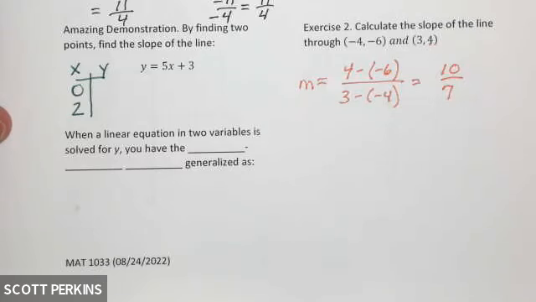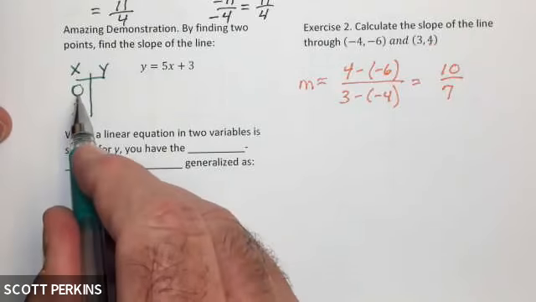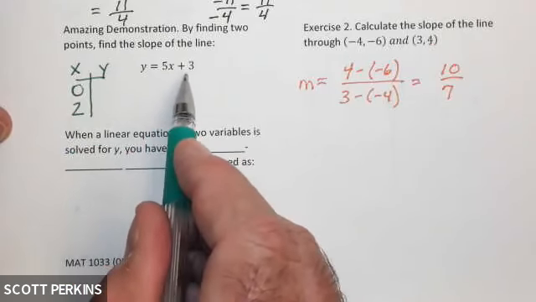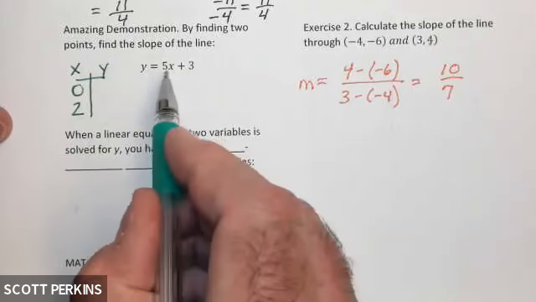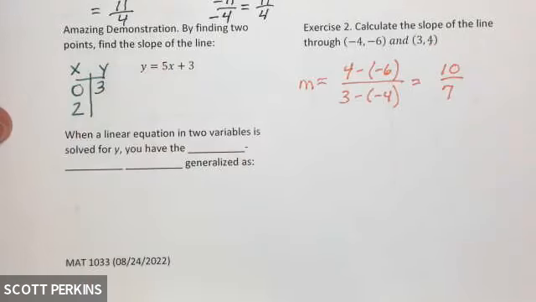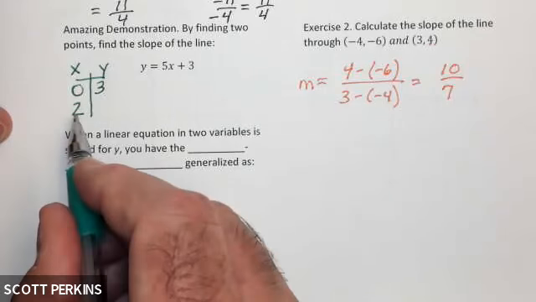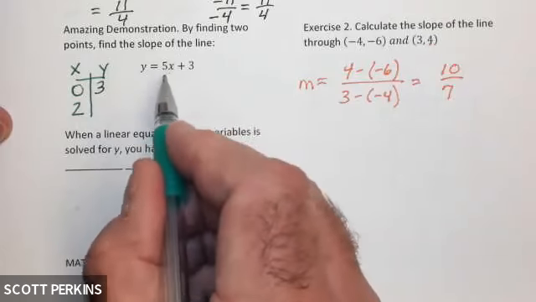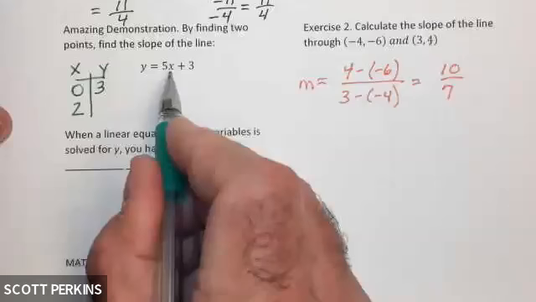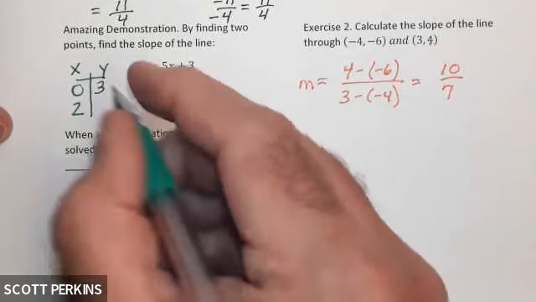So I don't have a super amount of room here, but if you need me to write this down, I totally will. But when I plug 0 in, what do I get as my y value? 3. 5 times 0 is 0, plus 3 is 3. Everybody tracking with me? Am I losing anybody on where I got that value of 3? Okay, how about 2? When I plug 2 in, what is the y value on the right side? 13. 5 times 2 is 10, plus 3 is 13.